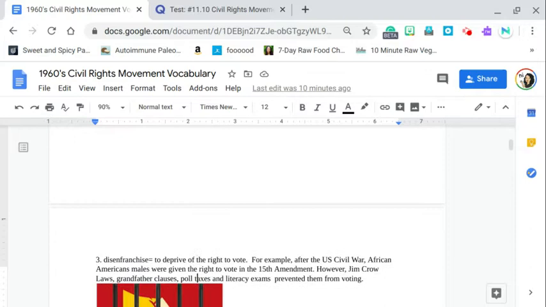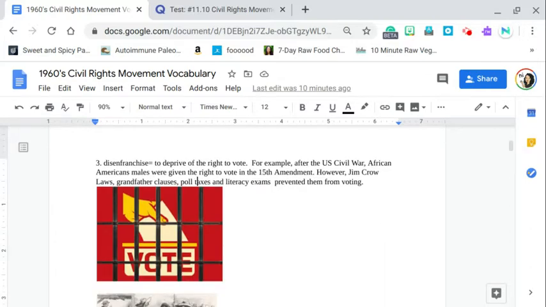All right. So here we have other examples of unfair laws. For instance, African Americans were disenfranchised. Disenfranchised means to deprive someone of the right to vote. We still have that going on today.